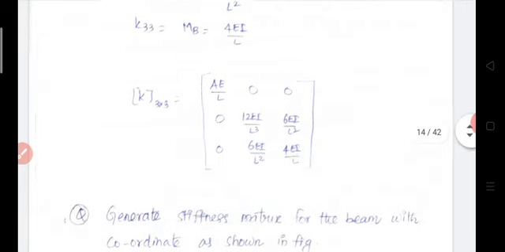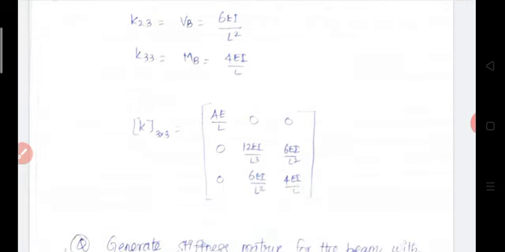The final stiffness matrix is equal to: first column AE by L, 0, 0; second column 0, 12EI by L cube, 6EI by L square; third column 0, 6EI by L square, 4EI by L.